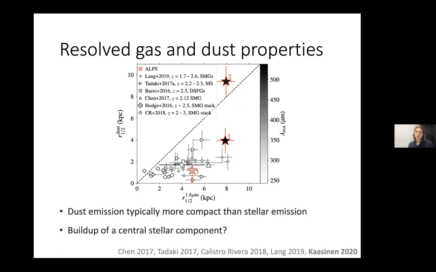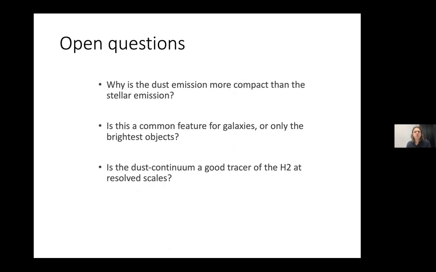So the dust emission is typically more compact than the stellar emission. It has been hypothesized that this may be indicative of the buildup of a central stellar component, for instance. So, open questions are: why is the dust emission more compact than the stellar emission? Is this a common feature for galaxies, or only the really brightest objects that we've looked at so far? And then the sub-question of, is the dust continuum a good tracer of the molecular hydrogen at these resolved scales? Because we are actually quite frequently using dust emission to measure how much molecular hydrogen there is in galaxies.